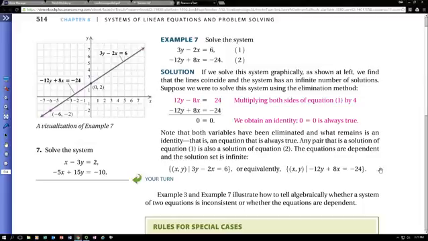Now I could write it this way too, just use the other equation because it's true both ways. This is a set of all ordered pairs x, y such that negative 12y plus 8x equals negative 24. So every ordered pair that works in this equation is a solution to the system.